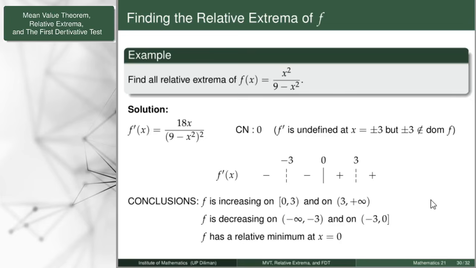So how do you know that something changes? Well, the one good observation will be as follows. You will notice what contributed 0. It was contributed by the factor x. What contributed negative 3? It is contributed by the factor of 9 minus x squared, which is 3 plus x. And 3 is contributed by the factor of 9 minus x squared, which is 3 minus x.